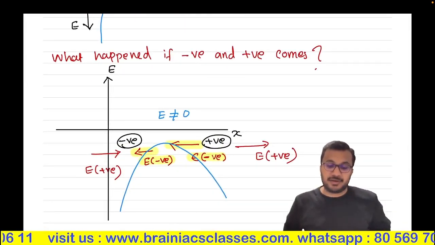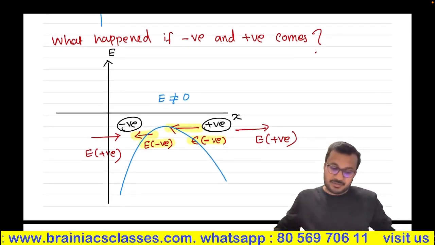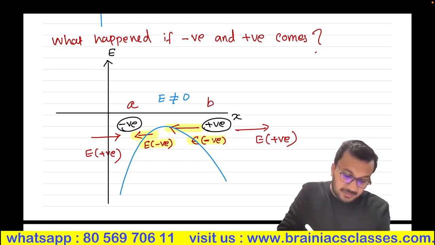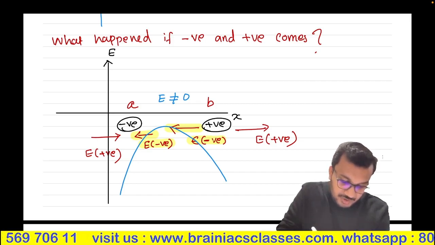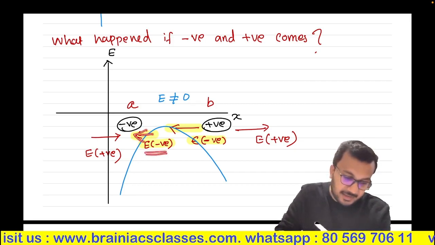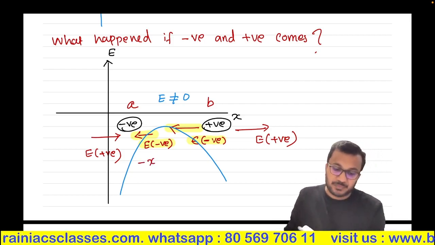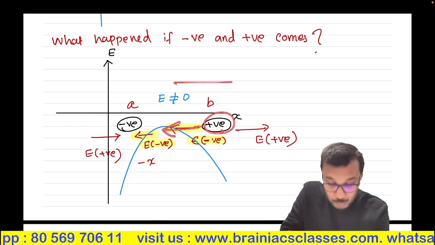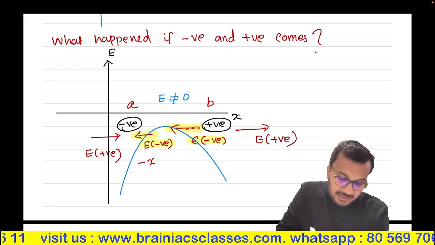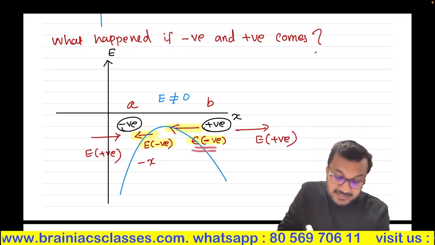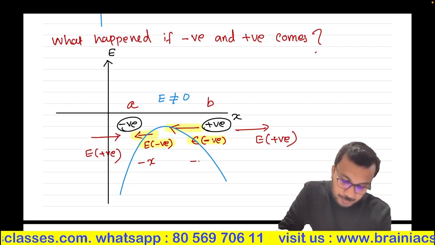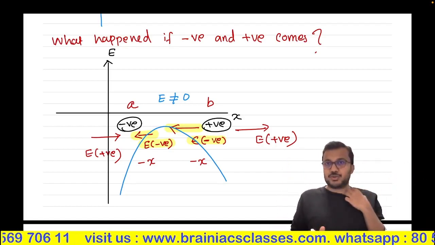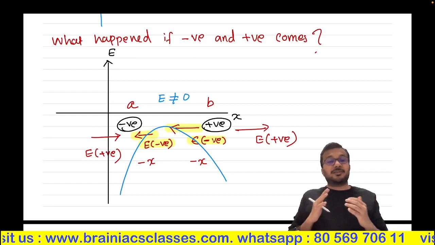Next one, what happens if negative and positive come? Negative and positive means we have two points, one is A and another one is B. We have an electric field due to the negative charge towards the charge, so E is negative because we are moving in the minus x direction. Because of the positive charge on the right side, electric fields are going away from it, not towards the charge. So the electric field is negative because it is moving in the left direction, the minus x direction. So both are moving left, in the same direction. So the electric field will never equal 0.